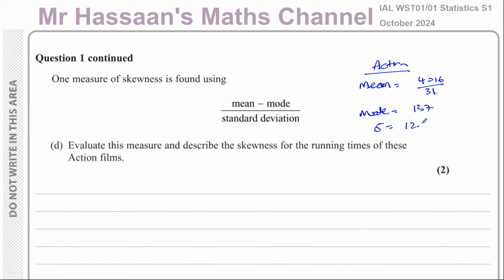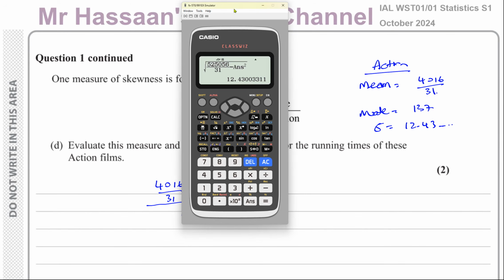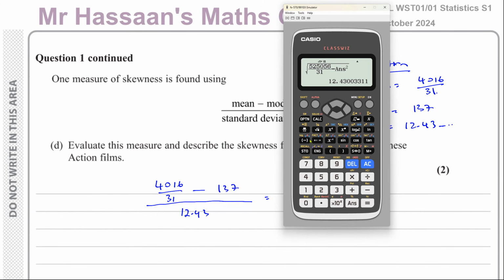12.43 is okay. So what we can do here is say it's the mean, which is 4016 over 31, minus the mode, which is 137, over the standard deviation, which is 12.43. I'm going to leave this answer in here because it's more exact, and this is now my answer key.